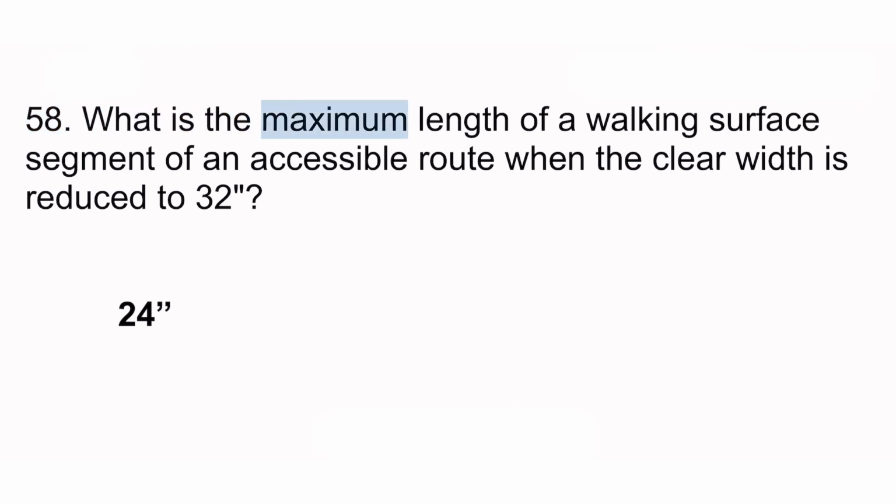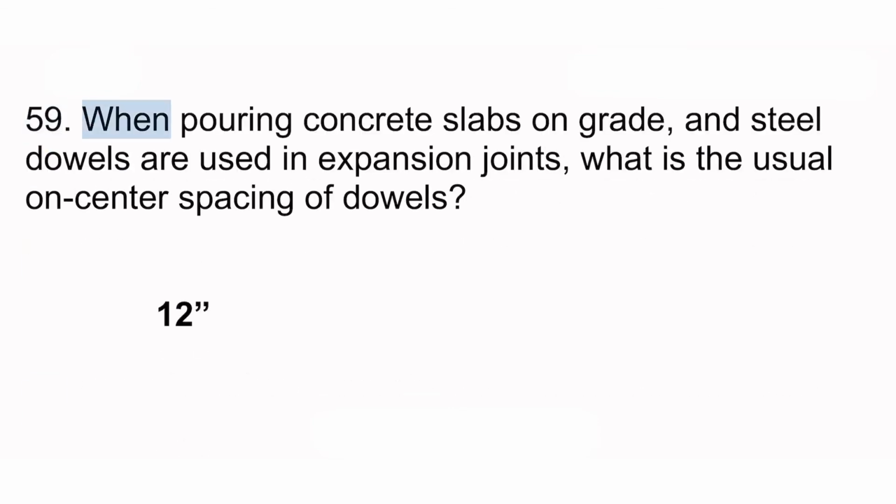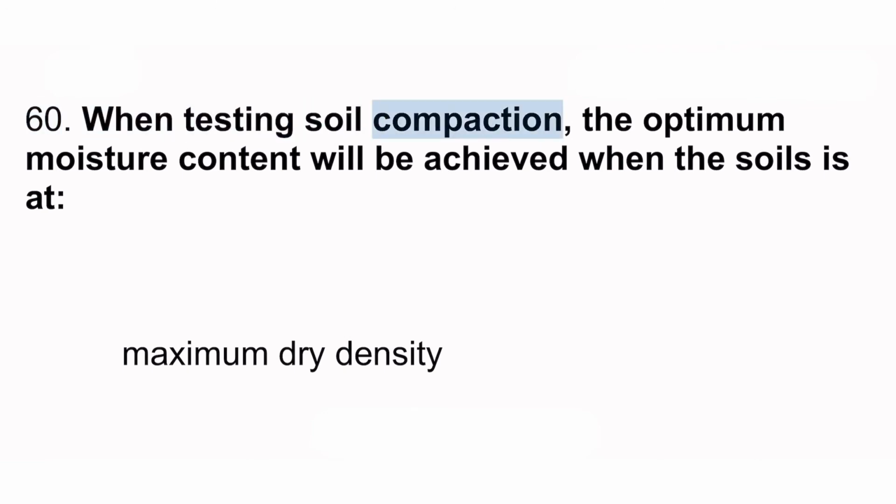58. What is the maximum length of a walking surface segment of an accessible route when the clear width is reduced to 32? 24. 59. When pouring concrete slabs on grade, and steel dowels are used in expansion joints, what is the usual on-center spacing of dowels? 12. 60. When testing soil compaction, the optimum moisture content will be achieved when the soils is at maximum dry density.